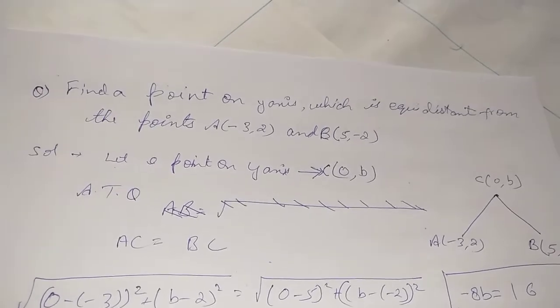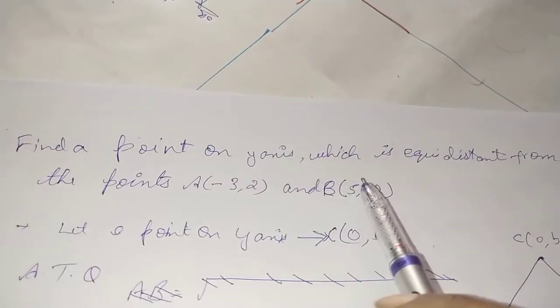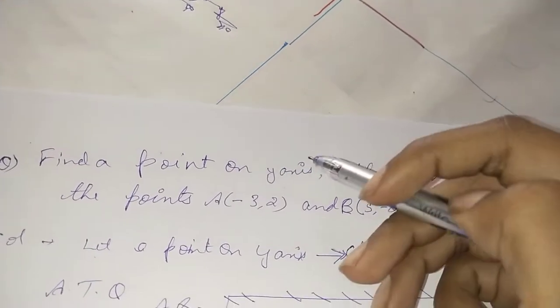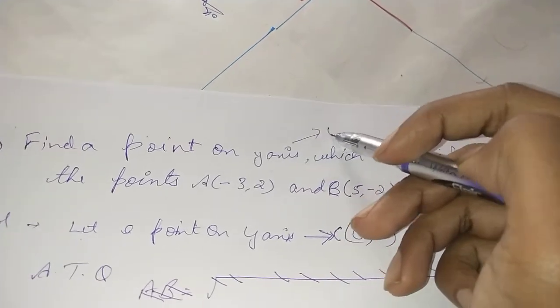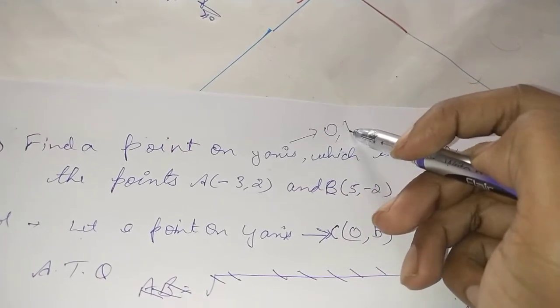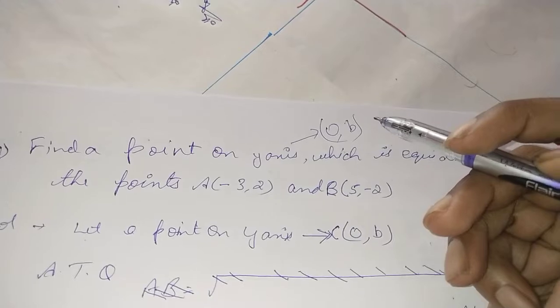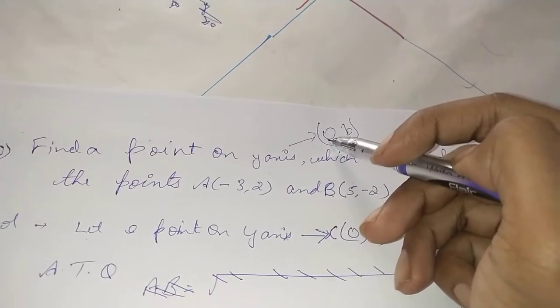Let's take up another question. Now the question says find out a point on the y-axis. Always remember, whenever it says a point on the y-axis, it will be taken as 0 comma b, 0 comma a, 0 comma c, any variable with 0 as its x part.